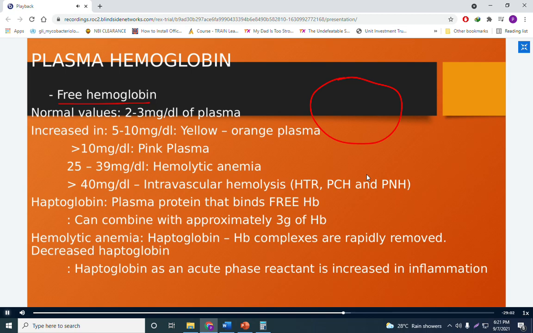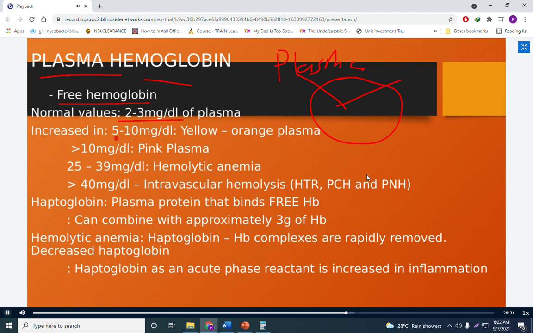Inside the body, what do you call that? It's plasma. You don't call it serum when you're inside the body. It's your plasma. So, whenever your RBC lyses, the hemoglobin goes out and goes into your plasma. That's why it is called plasma hemoglobin. Now, the normal value of your plasma hemoglobin is 2 to 3 milligrams per dL. Now, it can be increased.